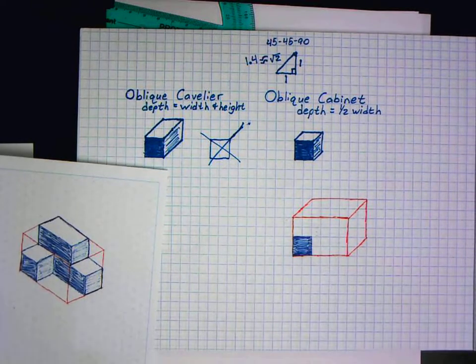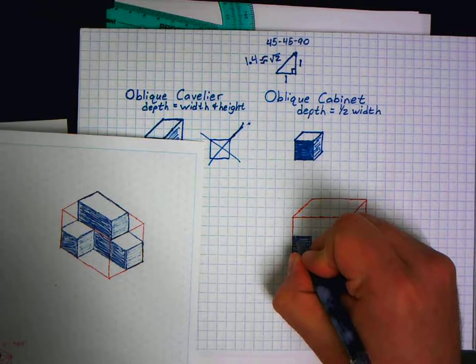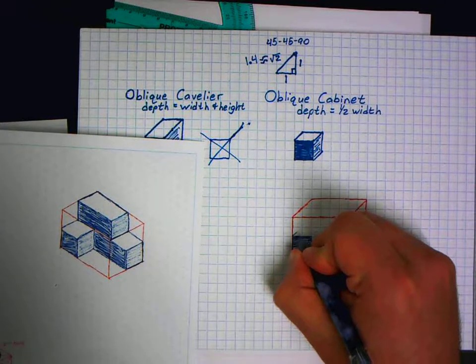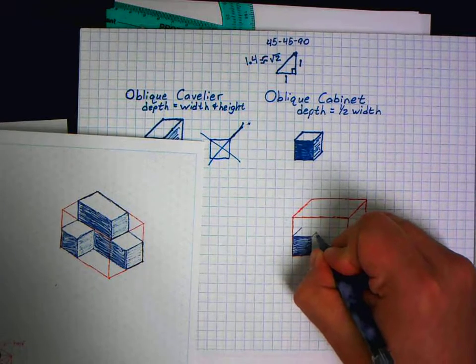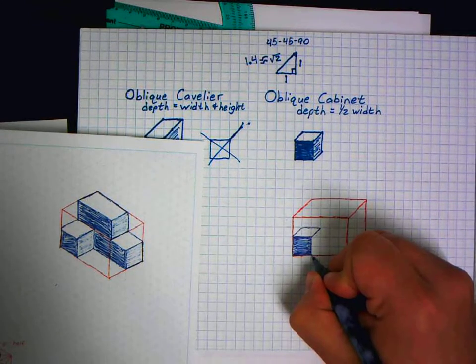Okay, so that's a front face. Whenever I go back 1 block, I do half distance, so that's only going to be 1 square. I can do the right hand side of that.